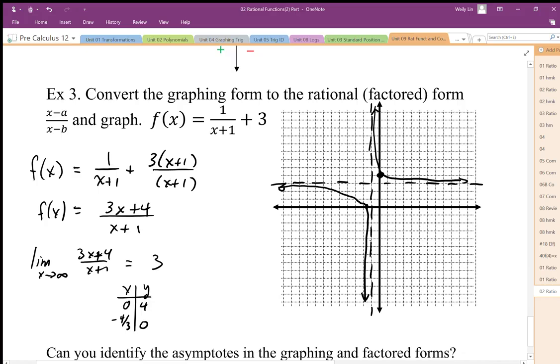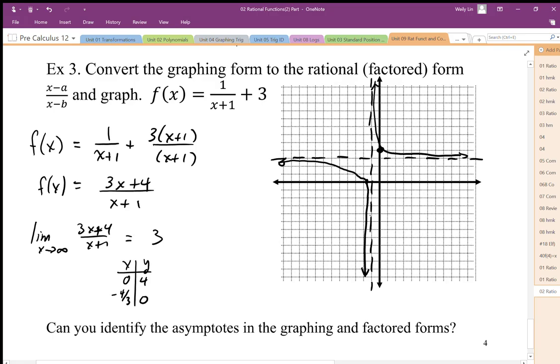So again, these are just alternative ways of dealing with the same problem. This is from a transformation perspective. This is from the previous rational functions perspective. So one thing to note is that regardless of being in factored or graphing form, the denominator is going to be the same, and that's going to give us our vertical asymptotes. So those are something we can identify very quickly by just visually inspecting the equations.